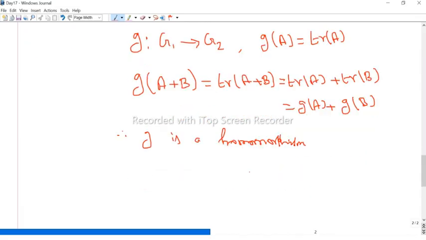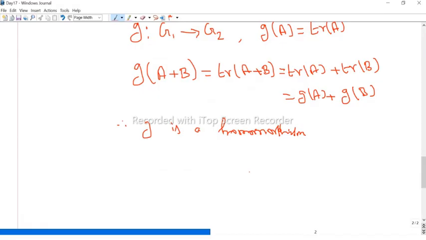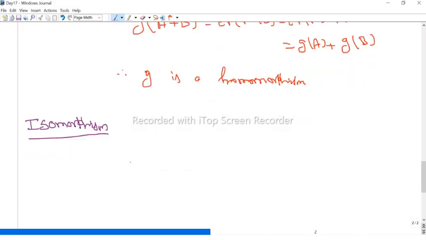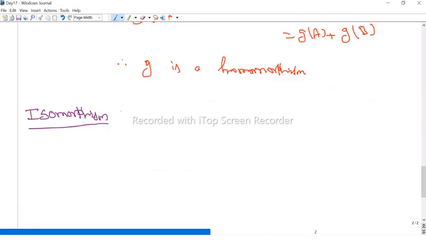Now, when do we say a homomorphism is an isomorphism? When the function is both one-one and onto. We already know the definition of one-one and onto. So what is the definition of isomorphism? When we say a homomorphism is an isomorphism: first it should be a homomorphism, say f from some group G1 onto G2.